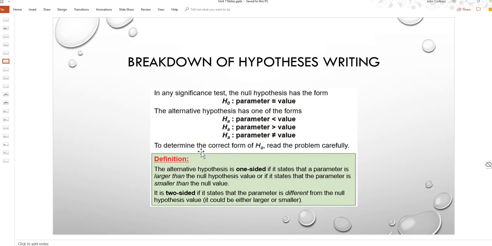So it's one-sided if we're looking for strictly greater or less than. Two-sided is that not equal to one. That goes more into the sketching of the area of rejection and stuff. Essentially, our key idea is we just want to get really good at writing these.